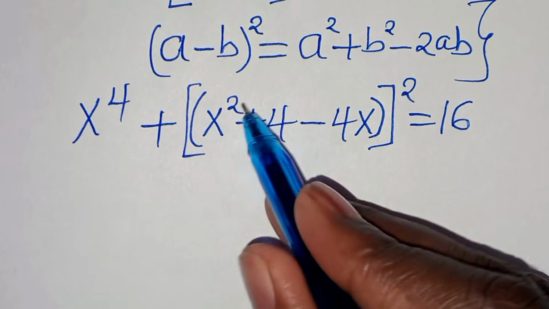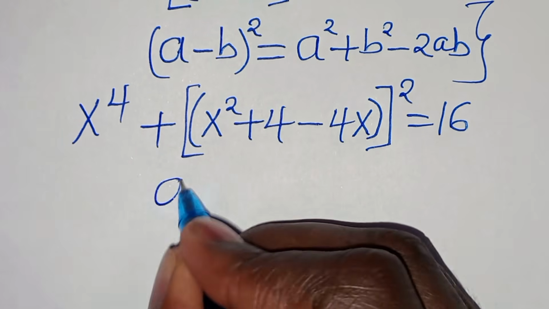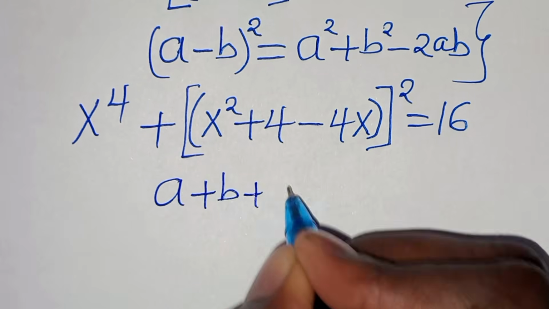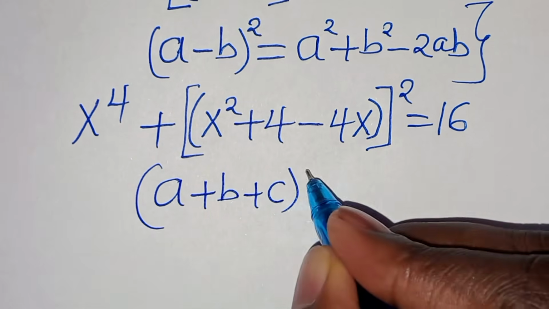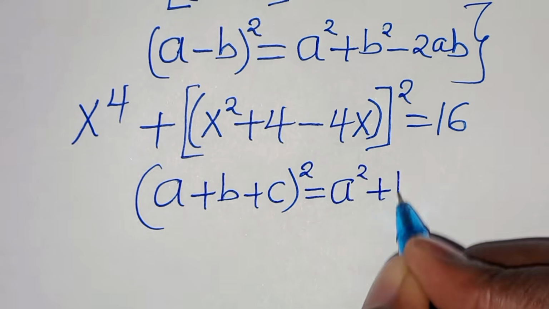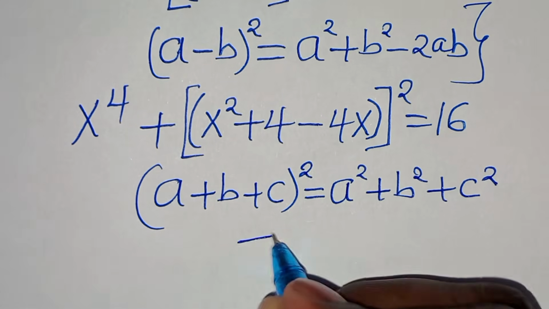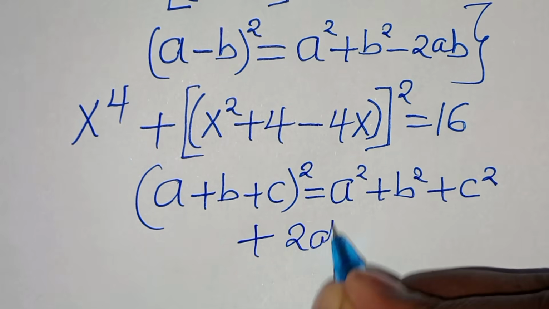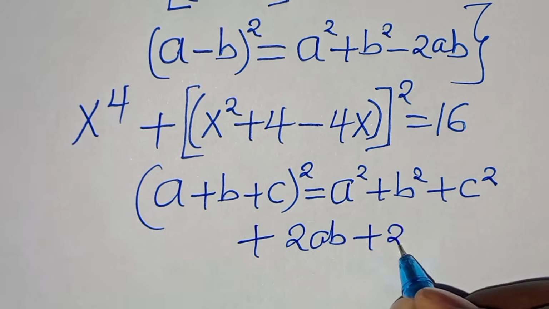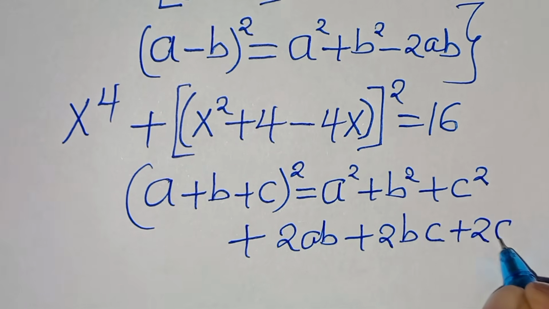Now we have x squared plus 4 minus 4x. This is in the form of (a + b + c) raised to the power of 2, which we can express as a to the power of 2 plus b to the power of 2 plus c to the power of 2, then plus 2ab plus 2bc, then plus 2ca.